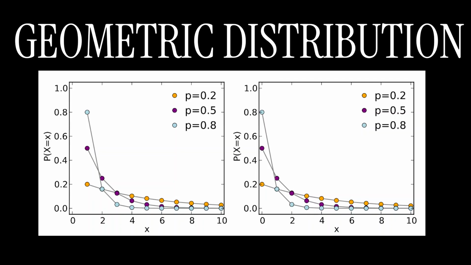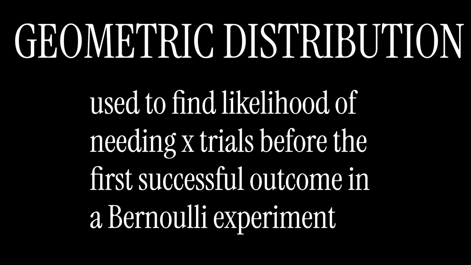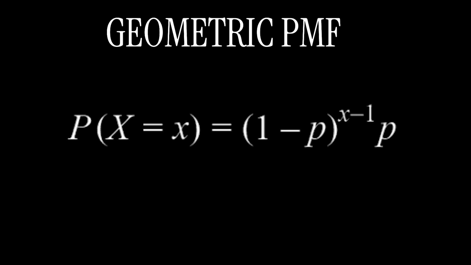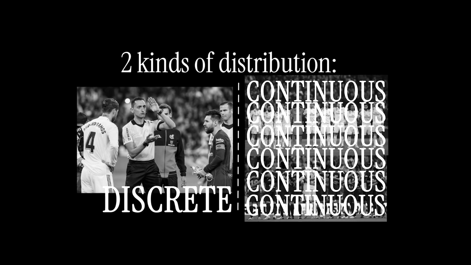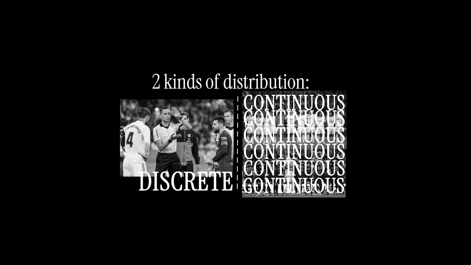Finally, let's talk about the geometric distribution. This helps us calculate how likely it is that we need X trials before our first successful outcome. The formula to find this out is the simplest. Since all trials result in failures until the last one, we multiply the probability of success by the probability of failure elevated to the x-1 power. You might be lost now, but just bear this in mind. The most important thing right now is to know what questions these distributions give answers to. You'll soon find out how to use this knowledge too.